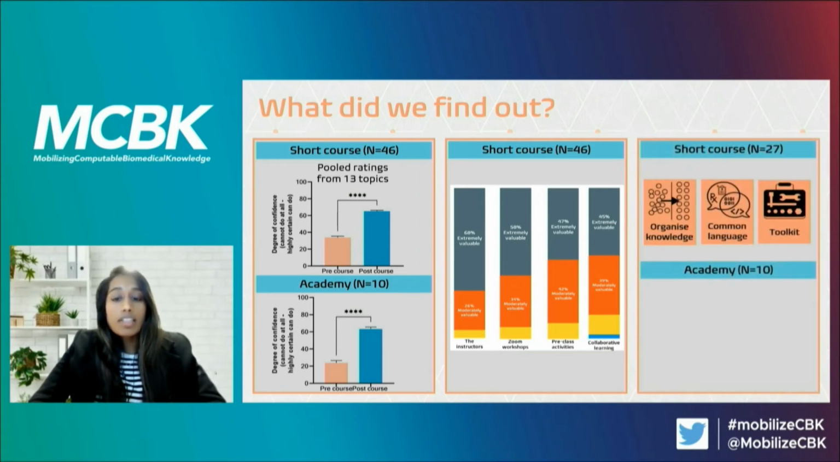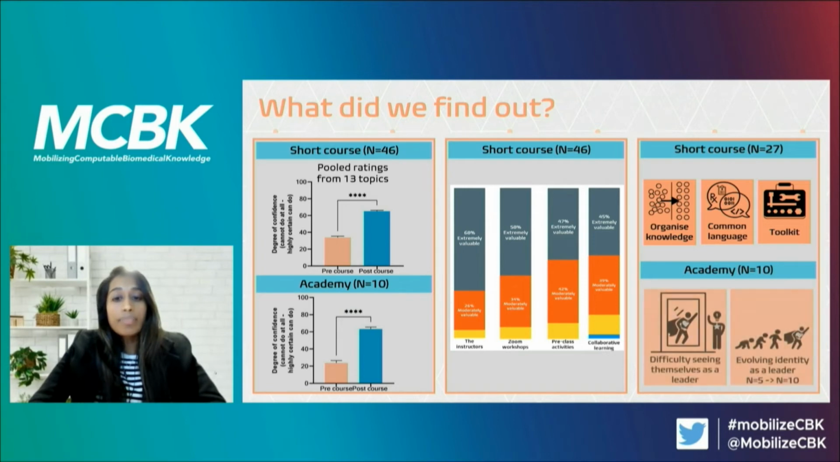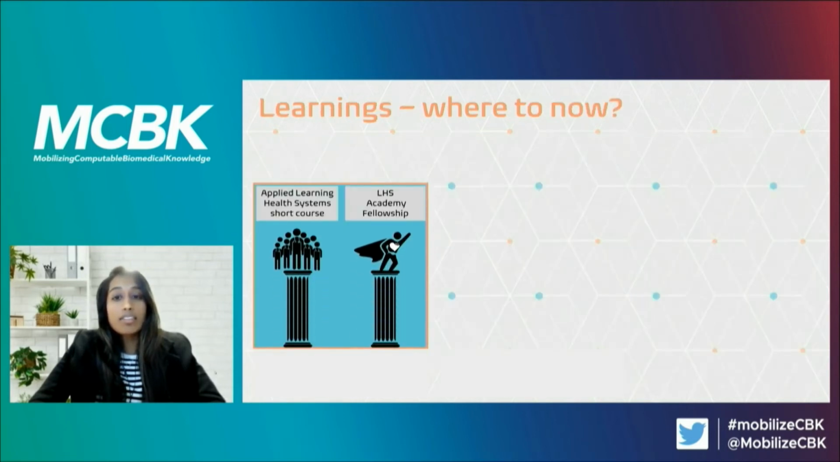In terms of the learning health system framework, it helped participants organize their knowledge, gave them a language to converse with their professional peers, and gave them a toolkit to operate from. The fellows' biggest barrier to engagement was seeing themselves as a leader or champion. Interestingly, we observed a change in identity where pre-academy only 5 fellows saw themselves as needing to be a leader, and 3 months into the program, this changed to all 10 fellows seeing themselves as leaders.